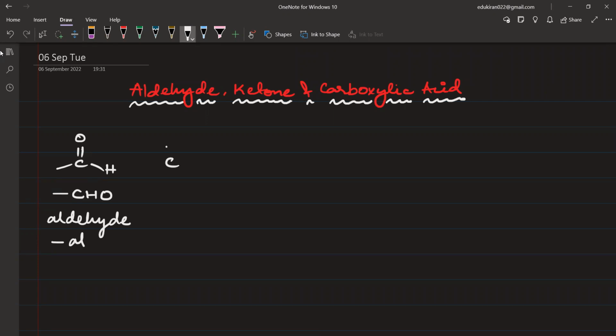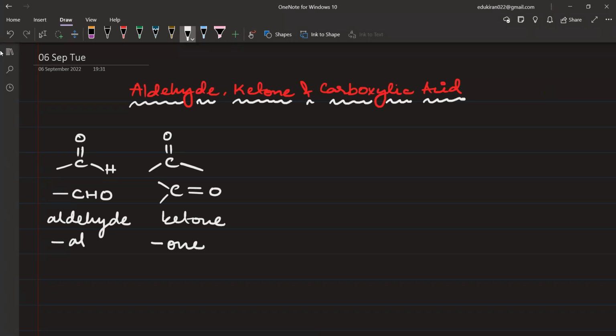Similarly, we have ketone. Ketone will be C double bond O, with some R group here and some R group there. Whatever I have not shown is an R group connected to carbon atoms. If I have not shown the atom, it is a carbon atom, and it will sometimes be shown like this. Same thing, no difference. For ketone as a functional group, we write -one.